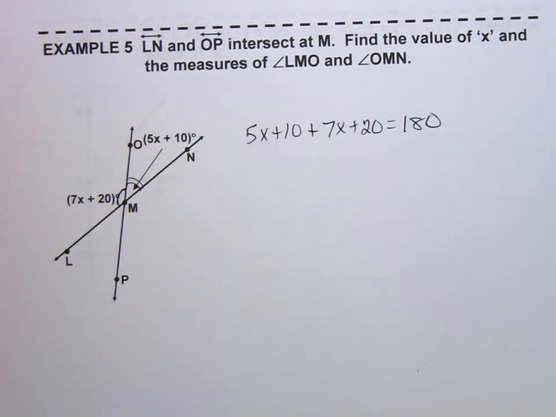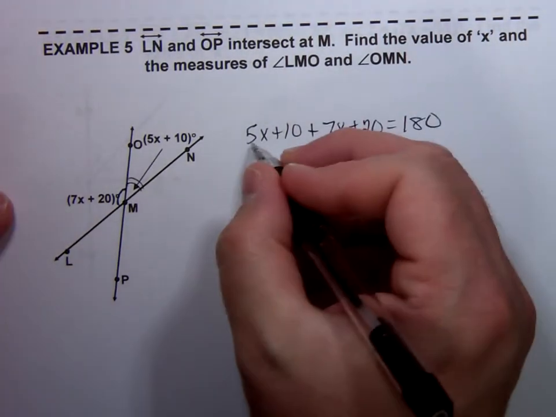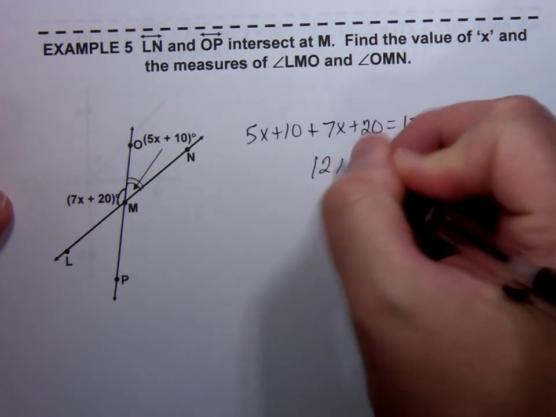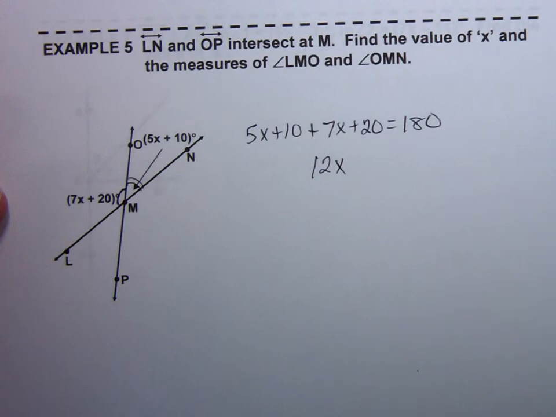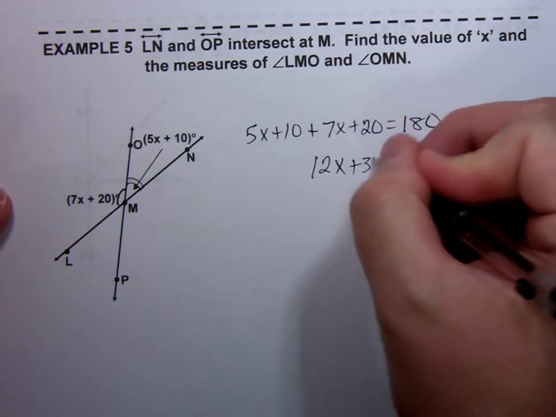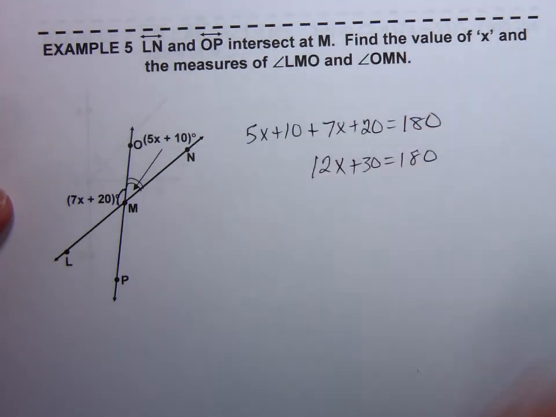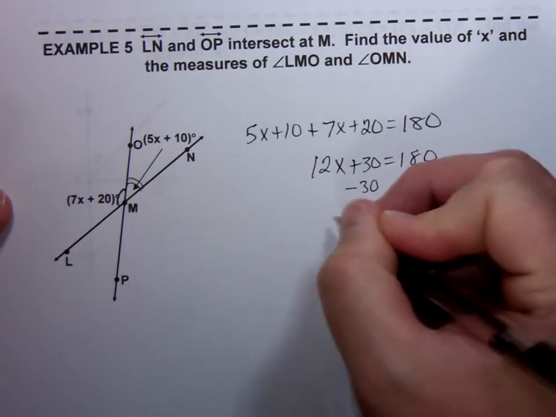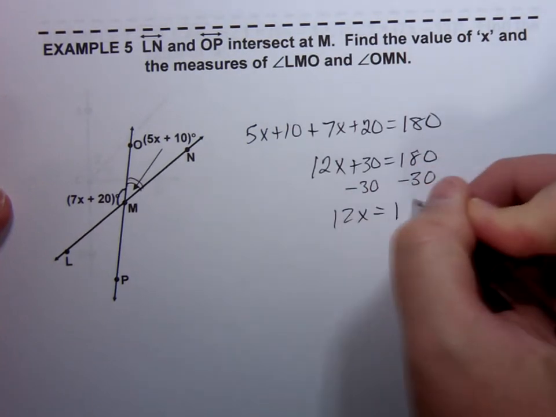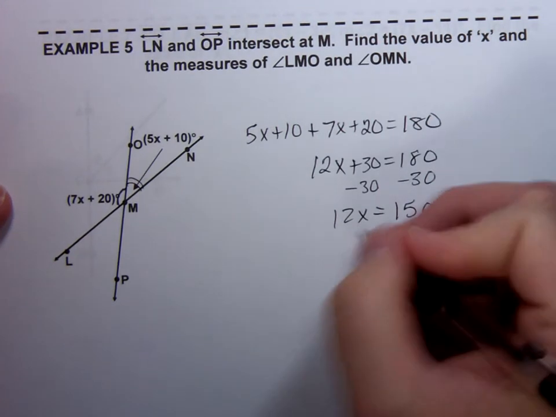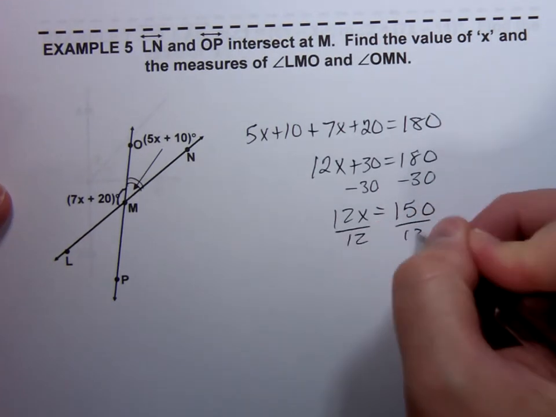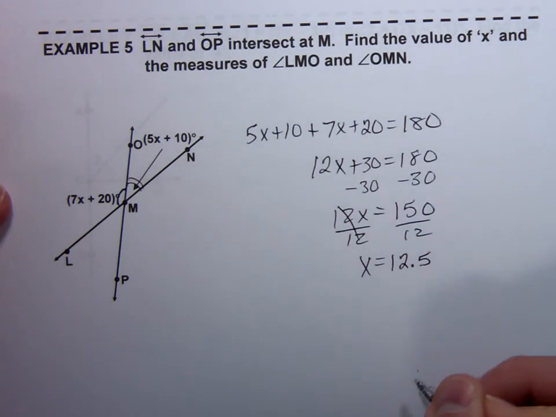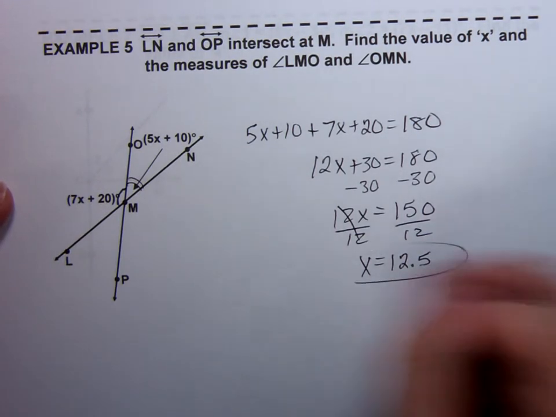Okay, so we're solving the equation. We've got to combine like terms. I've got 5 x's and 7 more x's. That's 12 x's. Then I have 10 and 20, that's 30. I want to get x by itself. I'm going to move the constant. It was being added, so I'm going to do the opposite and subtract. And then x is being multiplied by 12, so divide by 12. Alright, now it said find the value of x. We did that. That's part of our answer.